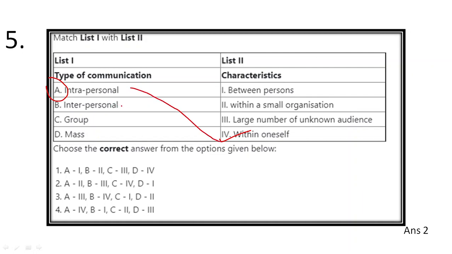Then interpersonal, it is between people, when you are talking with someone else. Then you have group, that is a small organization. You have more than 2 people, more than 3 people. That's group communication. Then mass communication, there's a large number of unknown audience. You are addressing a gathering, you are delivering a speech. So the right answer for the question is option 4, where A matches with 4, B matches with 1, C matches with 2, and D matches with 3. So this one is not right.